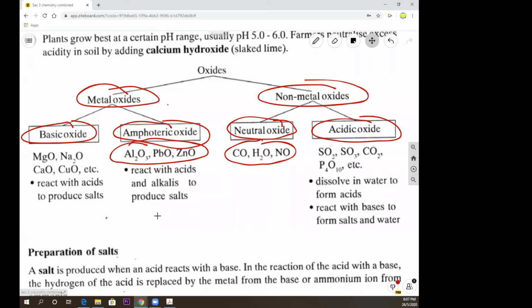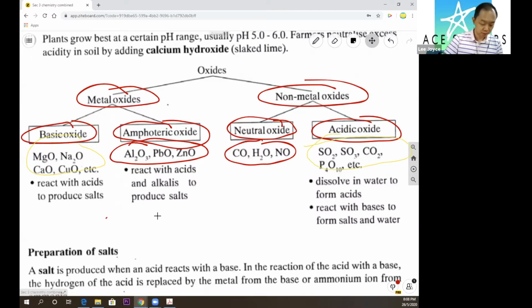Must we remember this and this? No need, because those are just some examples. Basically all metals will give you a basic oxide, except for aluminum, lead, and zinc, which give you amphoteric oxides. There are too many to memorize on the other side. Likewise for acidic, basically all non-metals can give you acidic oxides. For example, iodine oxide is acidic because iodine is a non-metal.